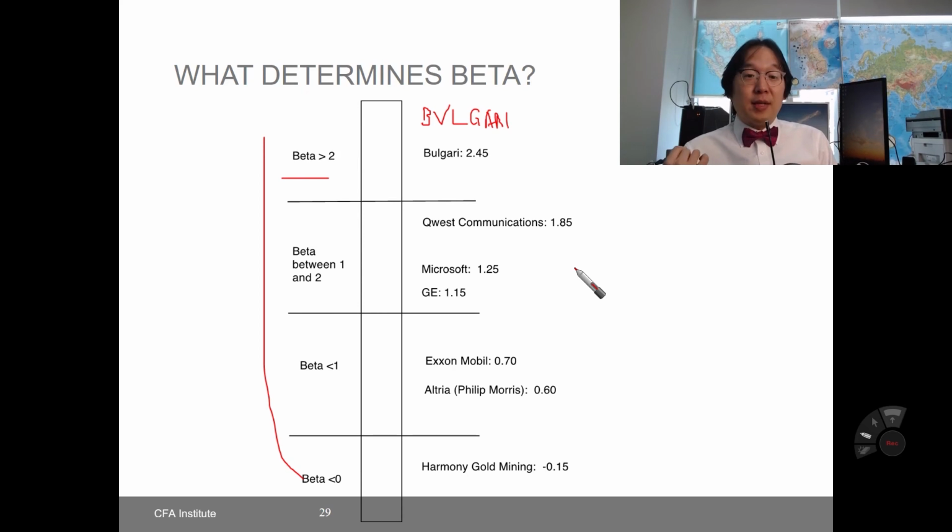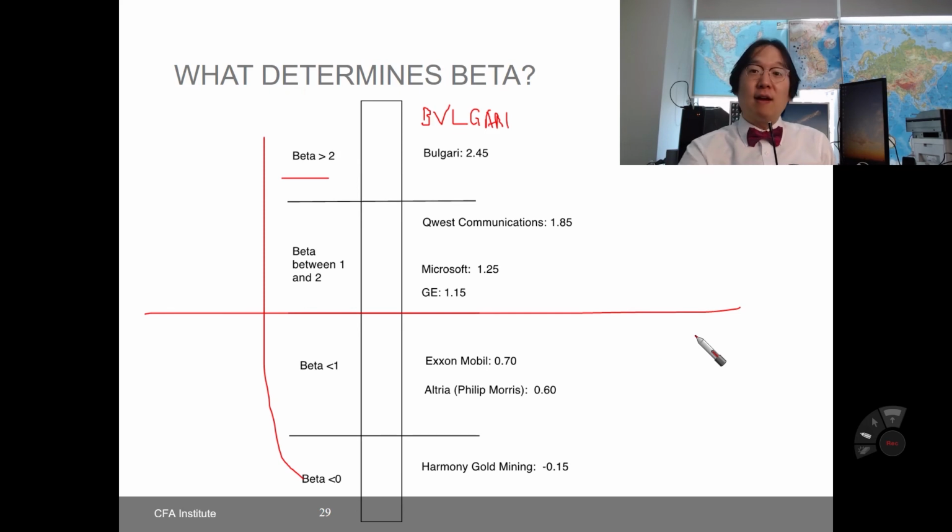Beta being less than one, these are consumer staple goods, okay? People call it defensive stock, okay? Doesn't mean that this is a weapons manufacturer or defensive material producers, no. But defensive stock, defending against what? Defending against recession.